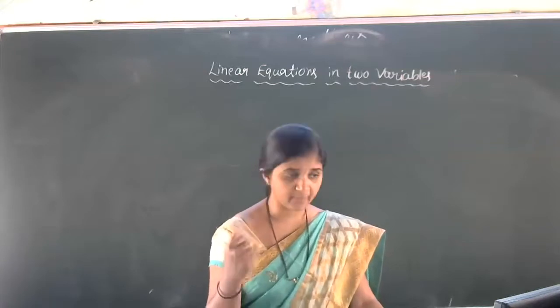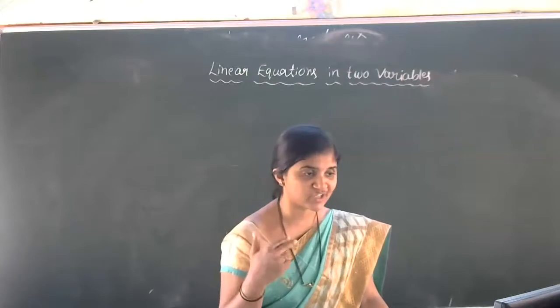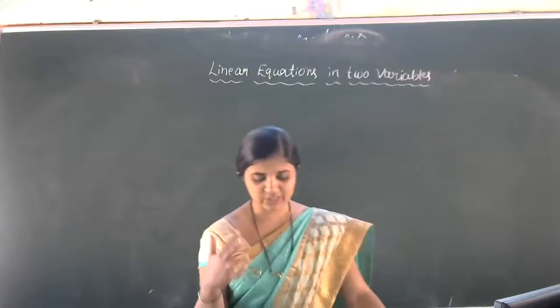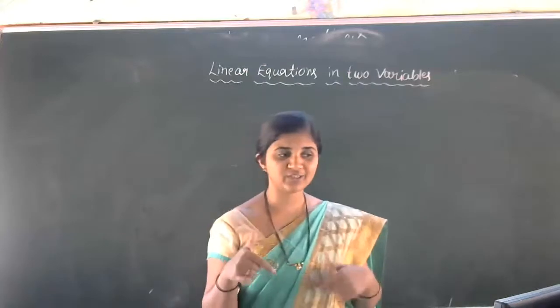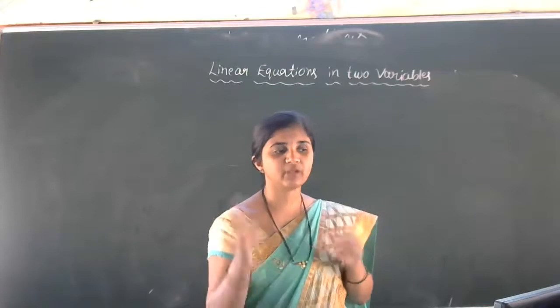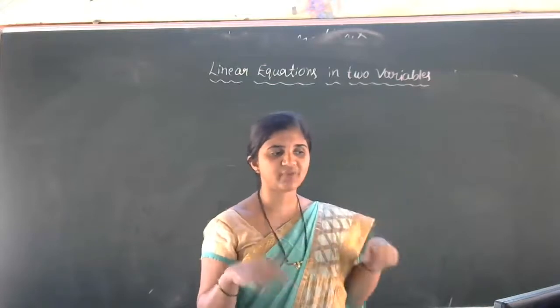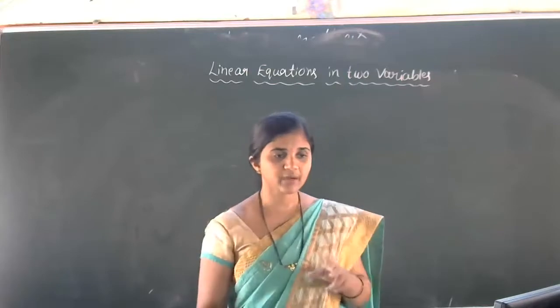Example 4: find two solutions for each of the following equations. You can find them by putting x equal to 0 and calculating y, then putting y equal to 0 and calculating x. So that you will get two solutions very easily. So you can work out that type now.